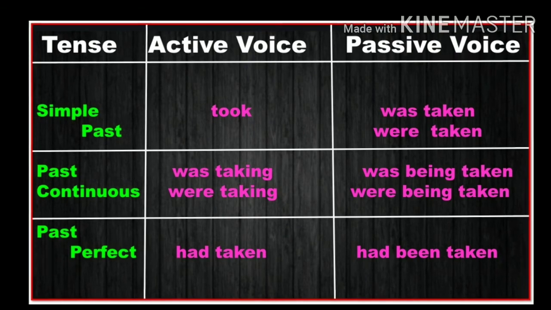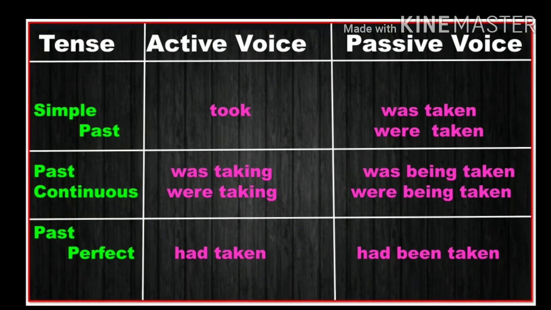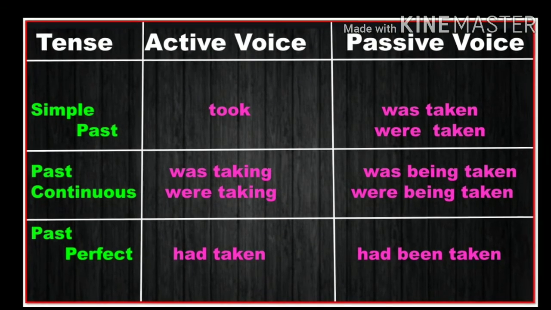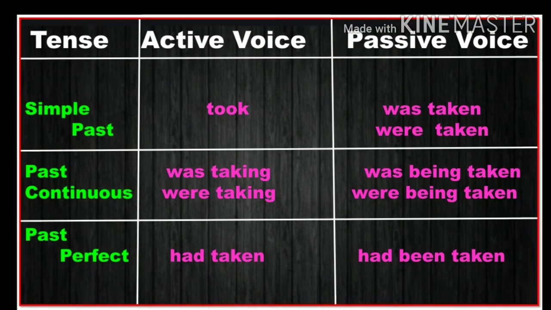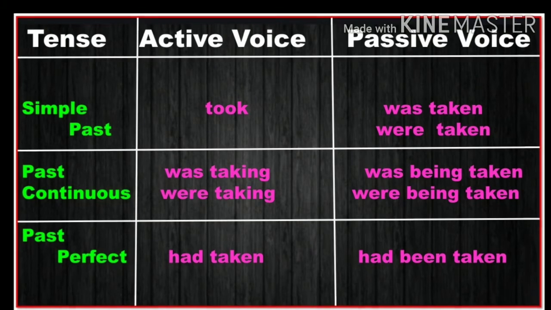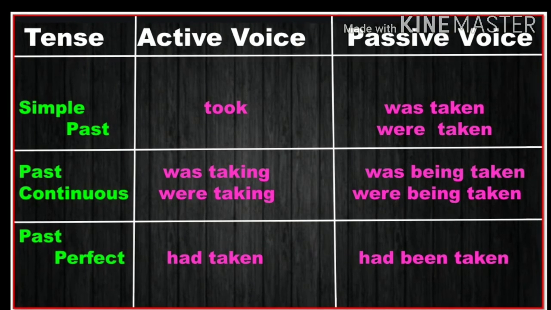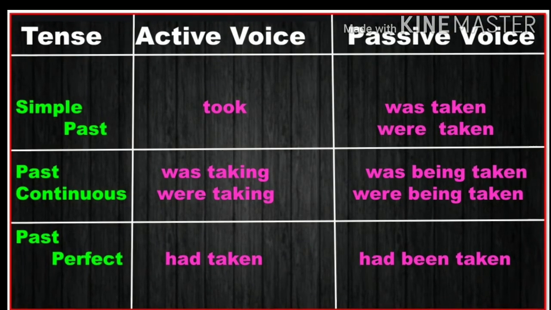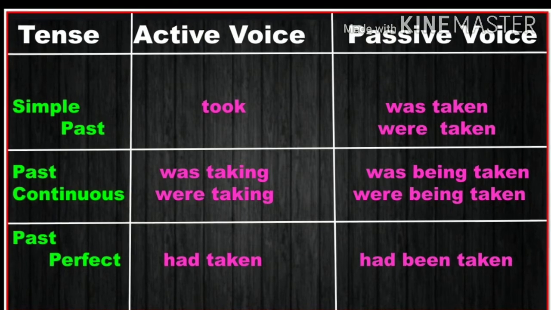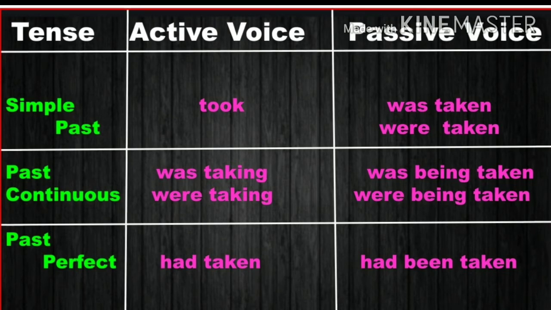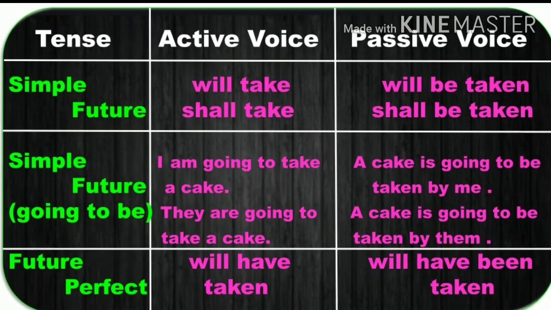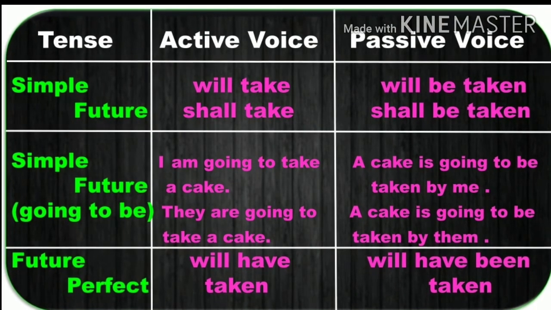The next one is past perfect tense. Here, had plus the third form of the verb, that is the past participle, is used. That shows the sentence is in the past perfect tense. So when it goes to passive voice, we can use had plus been plus the past participle of the main verb. Clear? Okay.